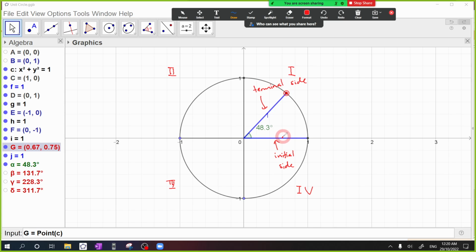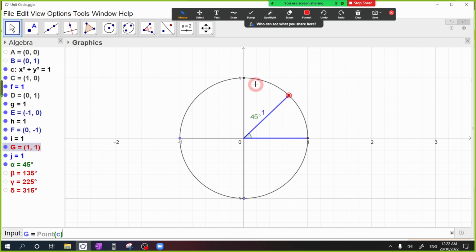So if the angle goes this way, it will be a positive angle. If the angle goes this way, it will be a negative angle. Let's say this is positive 48.3 degree. If we go down from here, go down 48.3 degree, this angle is negative 48.3 degree. But in modern math, we only focus on positive angle, which starts counting from here and goes anti-clockwise.